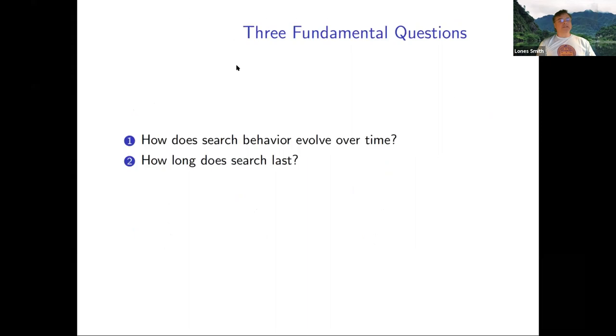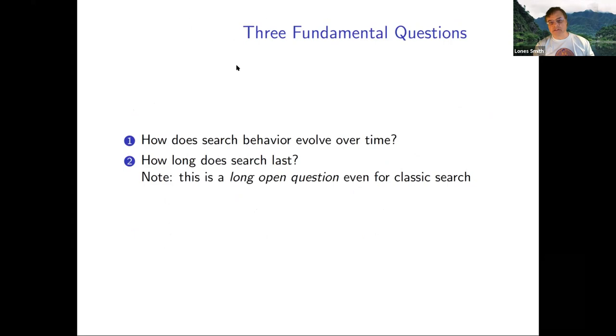Okay, so here are the questions we want to answer. What happens over time? Weitzman was unable to say. He gave you a dynamic programming algorithm, but he couldn't make any conclusions. Next, how long does search last? This is actually an interesting question because we've had McCall for 50 years and still have not answered the question of what makes you search longer, which is a very strange thing to be open for half a century.